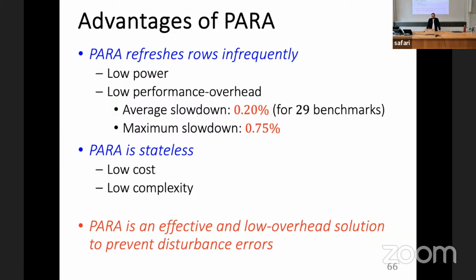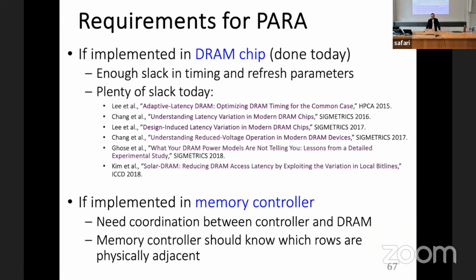So the advantages of PARA are that it refreshes rows quite infrequently, so you have low power and performance overheads, and it's stateless, so you don't have to maintain a lot of metadata about your memory access patterns. You can just implement a very low-cost mechanism. You can implement it very quickly, and it doesn't consume your resources, basically. So it's an effective and low overhead solution to prevent read disturbance errors.